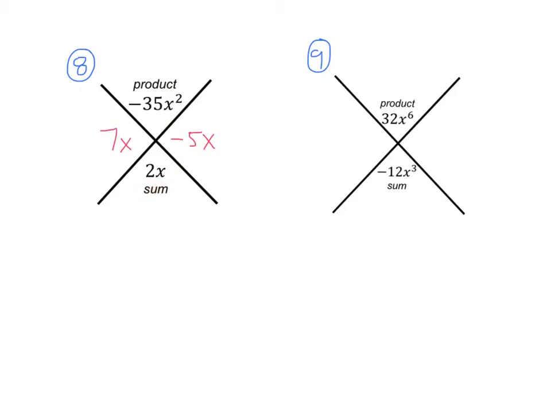Number 9. I'm looking for two expressions whose product is 32x to the 6th and whose sum is negative 12x cubed. In this case, what would work would be negative 8x cubed and negative 4x cubed. Let's check. Does that work? Negative 8x cubed times negative 4x cubed is positive 32x to the 6th. And then negative 8x cubed plus negative 4x cubed would be negative 12x cubed.